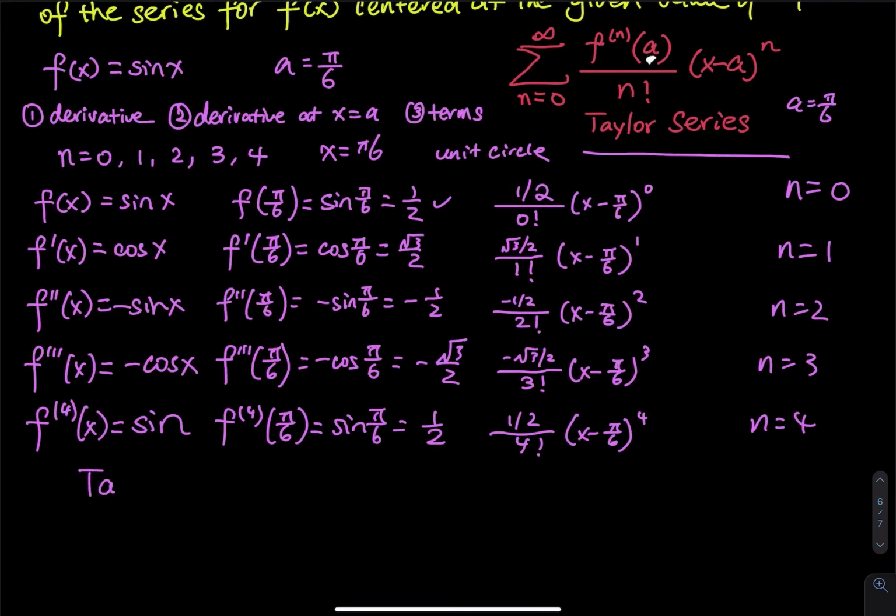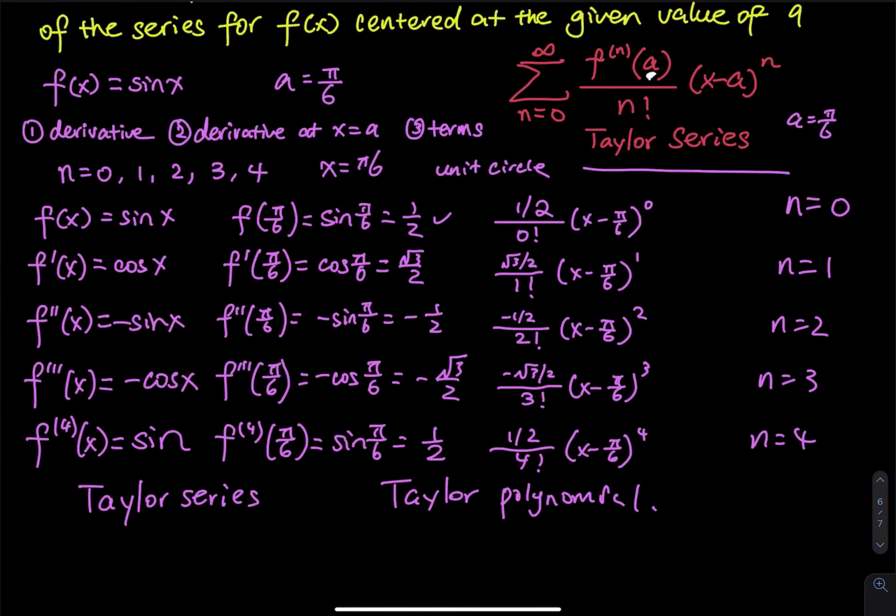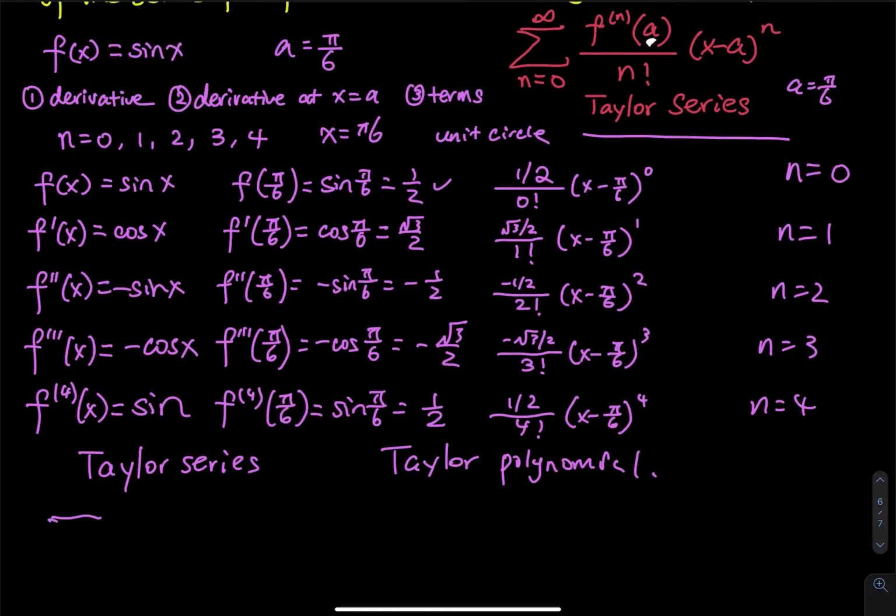So first we do the Taylor series, and then we do the Taylor polynomial. So according to the Taylor series we have, so that is summation, n goes from 0 to infinity. I'm not going to write the infinity yet, so I will do f of the nth derivative, and then a is equal to pi over 6 divided by n factorial, and then we have x minus pi over 6 raised to the nth power.